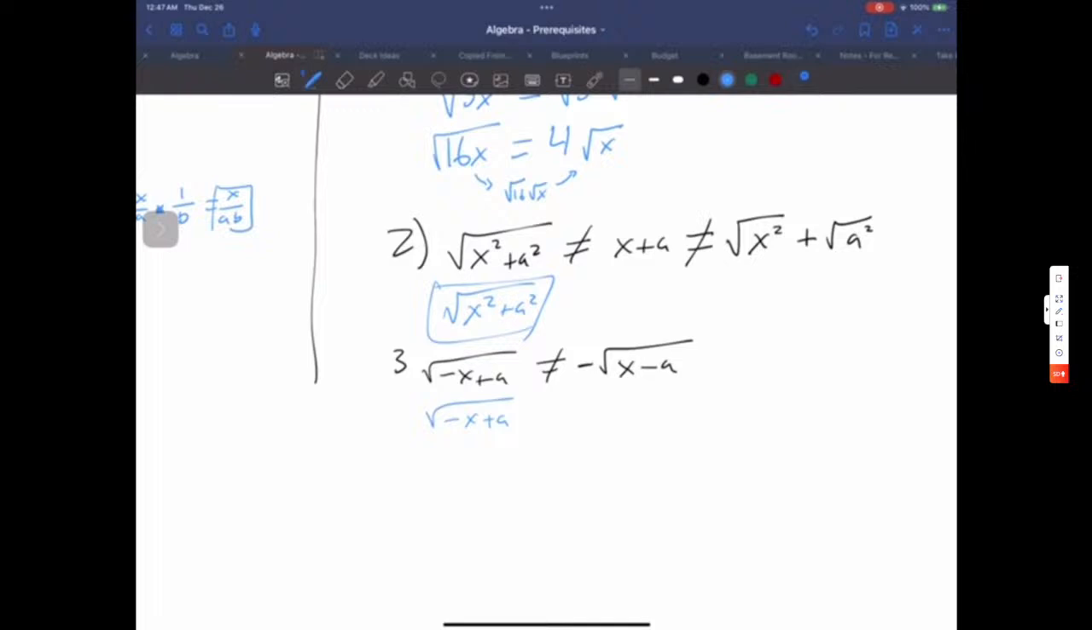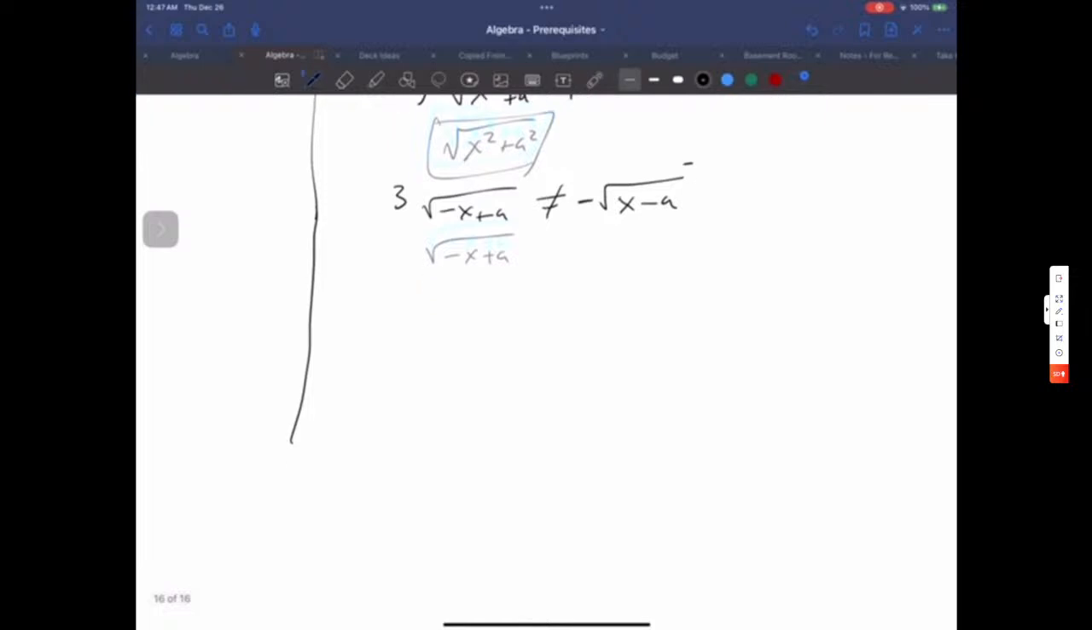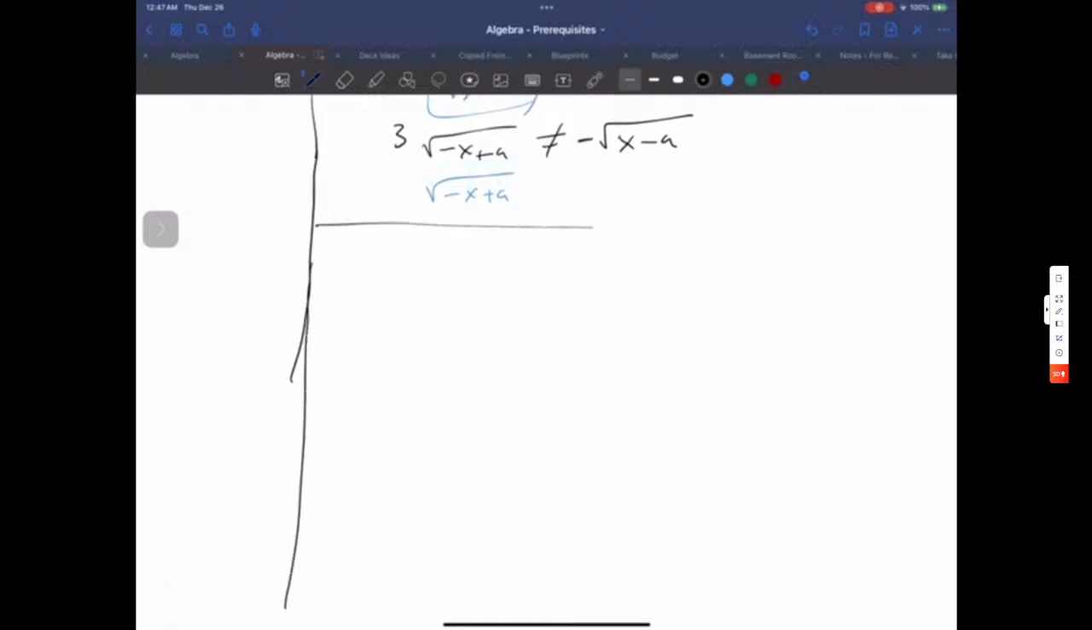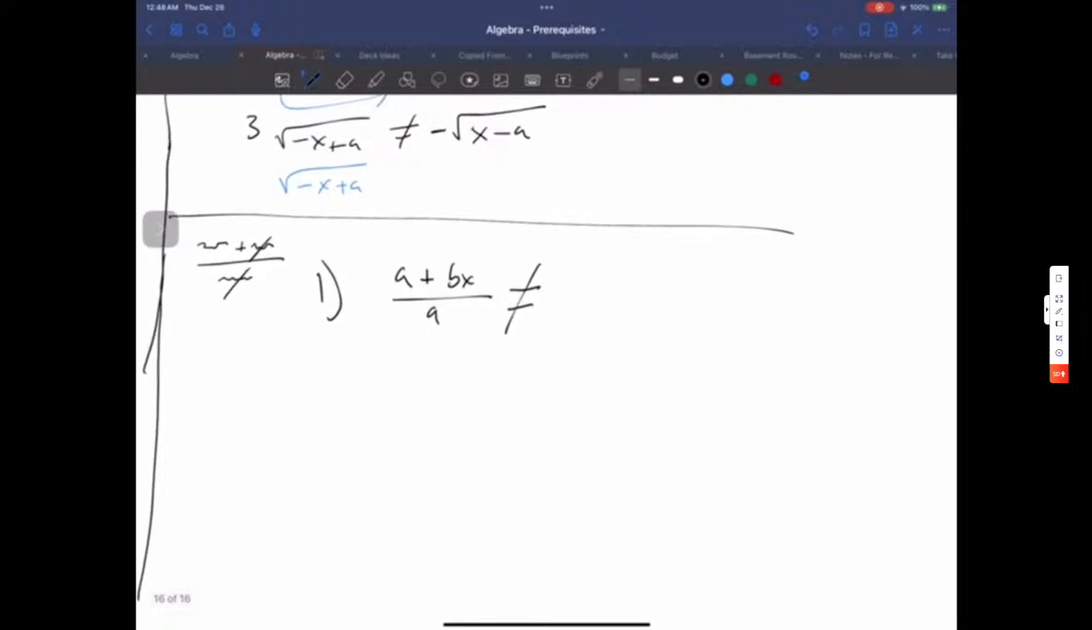Okay, so now we're going to move on to the next one, which is errors involving canceling things. Okay, so good one. So here we go. We're going to write a squiggle plus another squiggle over a squiggle, and we're going to say canceling. That's going to be our errors on canceling things. The first one would be a plus bx over a, and that is not equal to 1 plus bx.